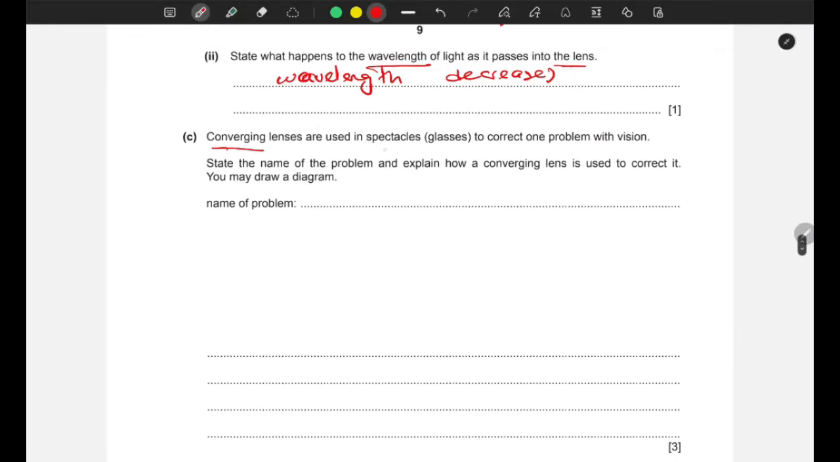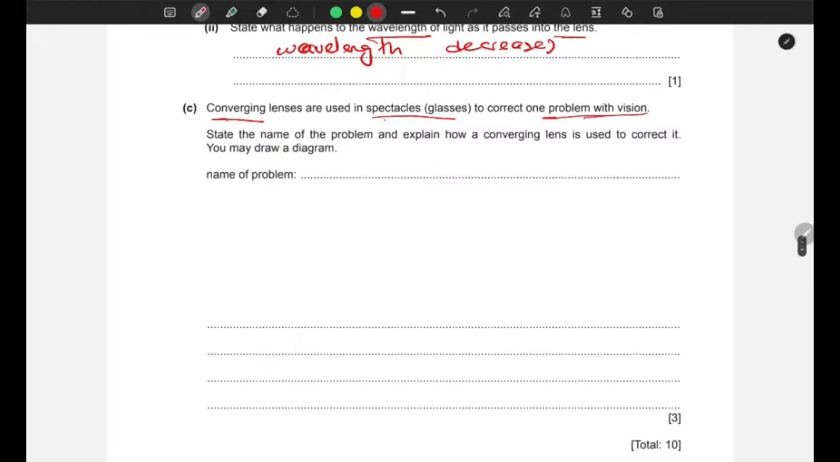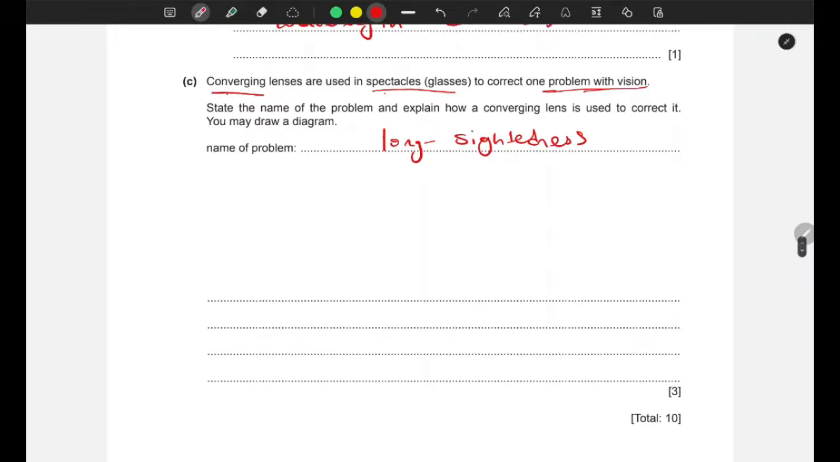Converging lenses are used in spectacles or glasses to correct one problem with vision. Say the name of the problem and explain how a converging lens is used to correct it. You may draw a diagram. All right, so the name of the problem is long-sightedness. I'll explain in a minute. So usually in long-sightedness, let's say we have the eye, and the eye has its own lens, and then we have a retina over here.